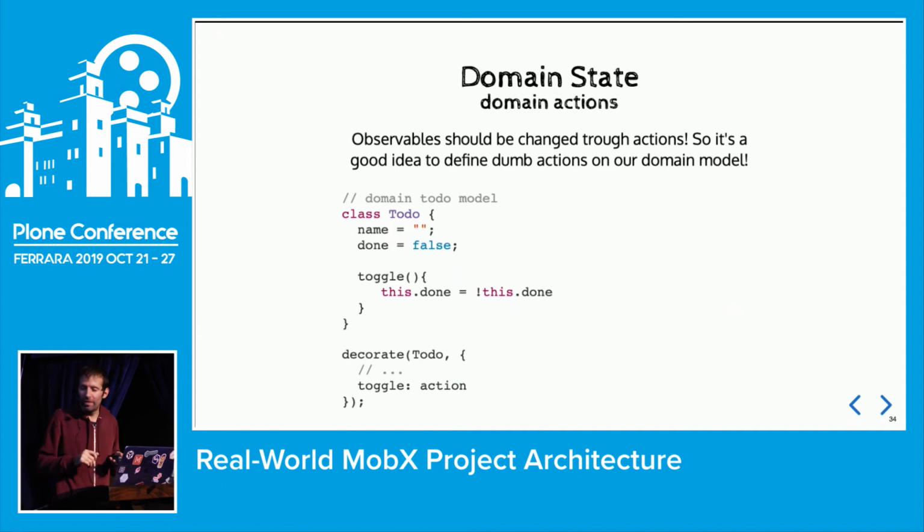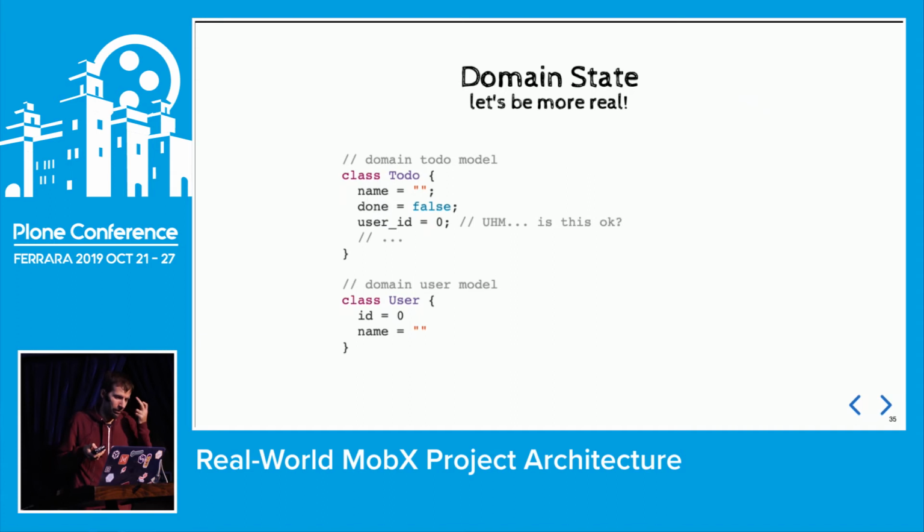And one good thing to do, now that we have defined a concept of domain state, is usually to couple our domain state models together with domain state actions. And what are those domain state actions? Domain state actions are basically actions that only change the domain state. So for example, in our to-do application, the domain state of our to-do is whether the to-do has been done. And we can provide a toggle method, which is just a utility method over the to-do class in order to swap the state of the to-do.